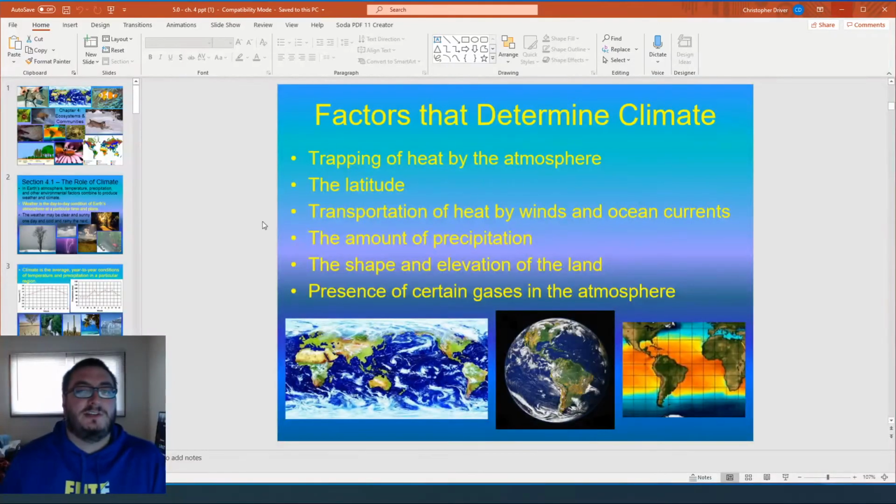Some factors that determine the climate, so the long-term precipitation and temperature trends that you see. Some factors that determine that. One is trapping of heat by the atmosphere. We'll talk about in a little bit the greenhouse effect.